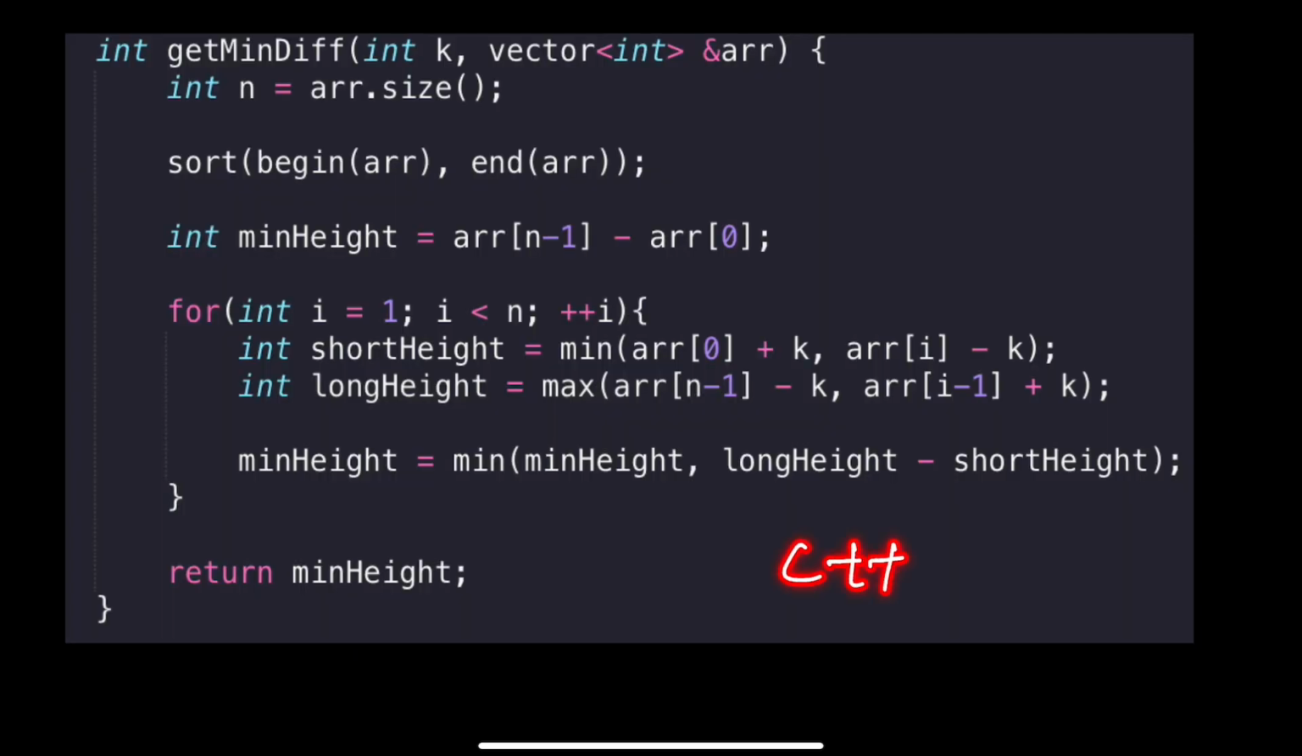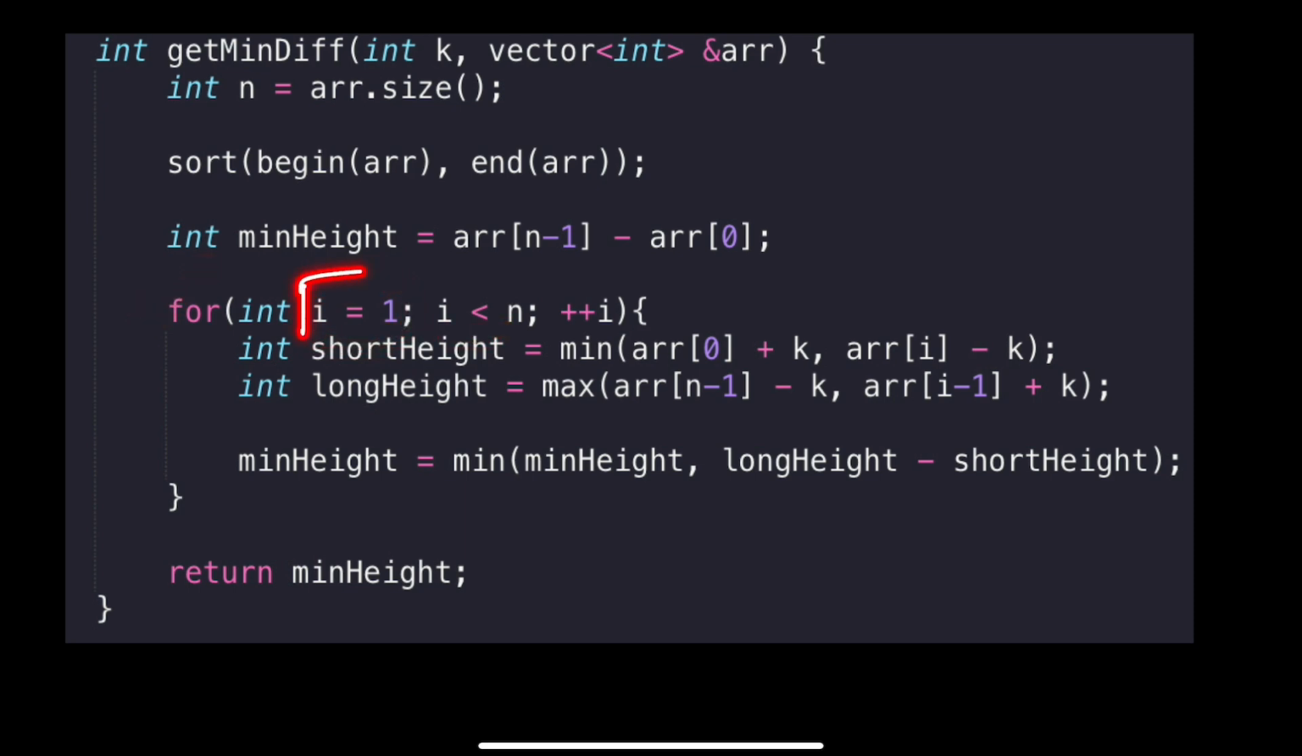So here's the code in C++, although the logic remains the same. The function name is get minimum difference and the parameters passed are k and the array. Firstly, I have taken the array size and I have sorted the array because the array could be either sorted or unsorted. So for handling it on our side, I have sorted the array. Now I have considered the initial minimum height, that is the last element minus the starting element. Then after, I'm starting the loop from i equals 1 till n.